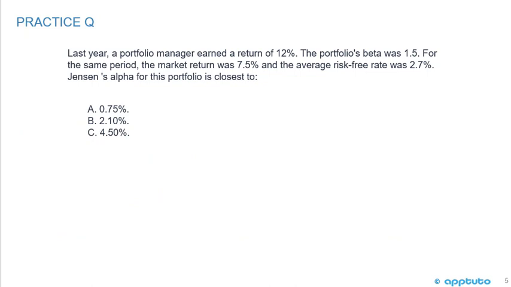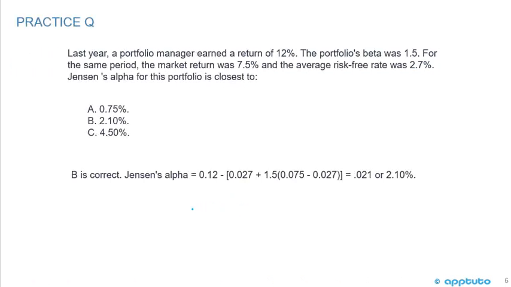The first one: last year a portfolio manager earned a return of 12%. The portfolio's beta was 1.5. For the same period, the market return was 7.5% and the average risk-free rate was 2.7%. Jensen's alpha for this portfolio is closest to A, 0.75%, B, 2.1%, or C, 4.5%. So the correct answer is B, 2.1%.